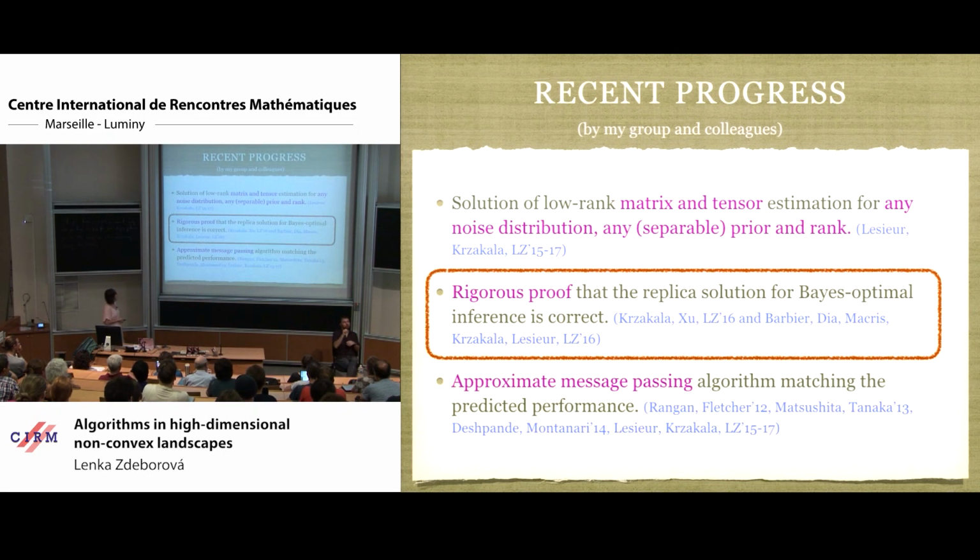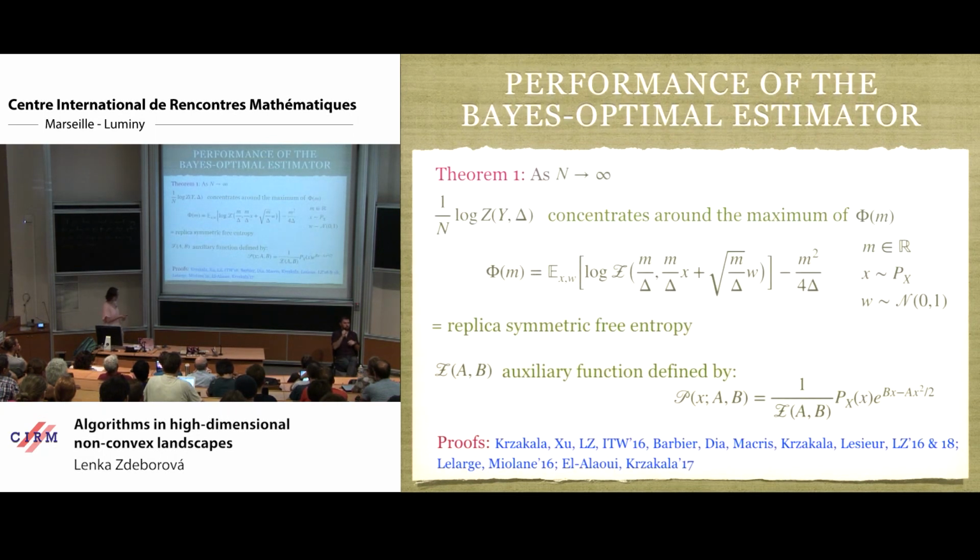About the second point, about what can we prove here, really. So to state it, what we can prove is that this logarithm of the normalization in the posterior, if we divide by the size of the system, in the large n limit concentrates around the maximum of a function, that is this function here, that depends on one scalar parameter m.